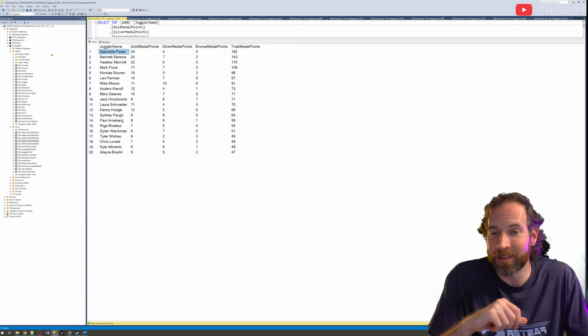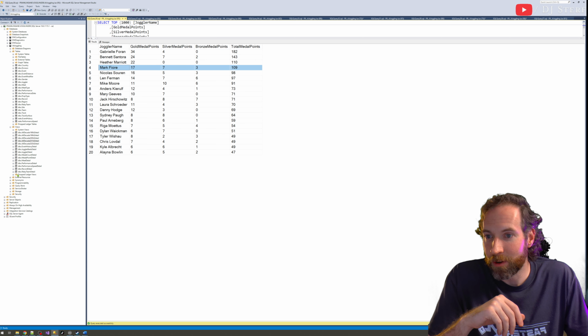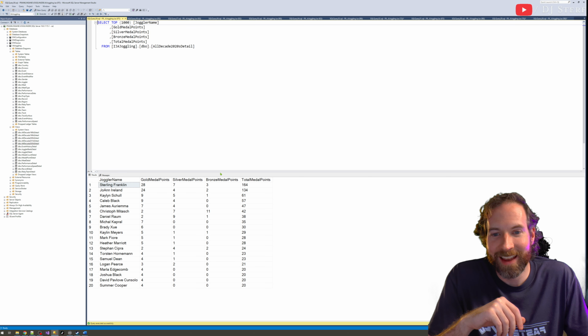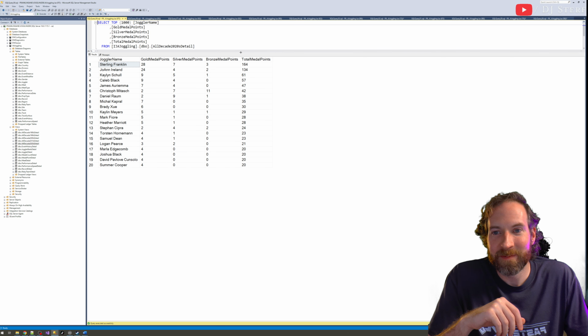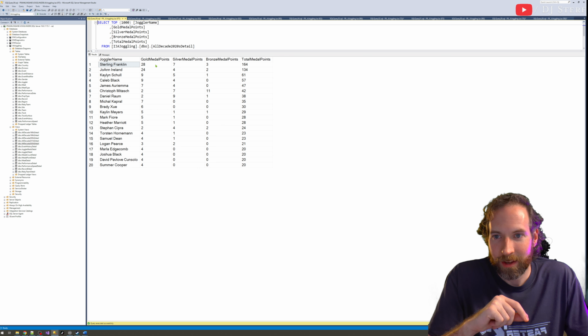It's really a good all-decade team. Gabrielle, wow, and Bennett as well. And yeah, Mark's still going at it for sure. So 2020s, here's where you'll see me. So I'm doing pretty well. And I have 31 gold medals total at this point, and I'm hoping to increase that this year. But the total medal points, yeah, I'm doing very well.